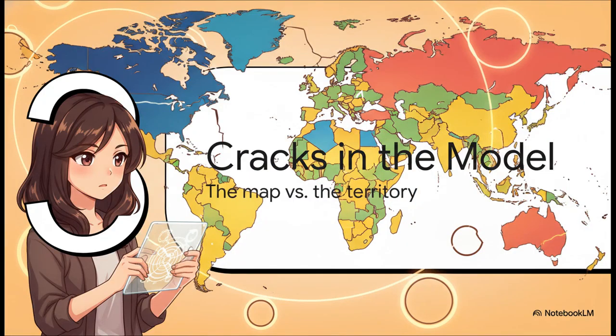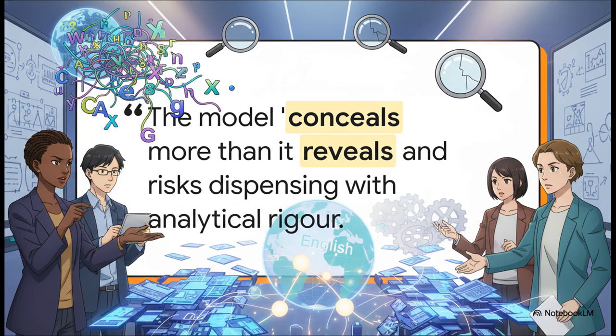Okay, so Kachru's model was neat and tidy, but this is where we start to see the cracks. For decades, these circles were the definitive map. But as the world got smaller and more connected, people started to realize that this clean map just didn't match the messy reality of global English anymore. And the critiques started getting pretty sharp.